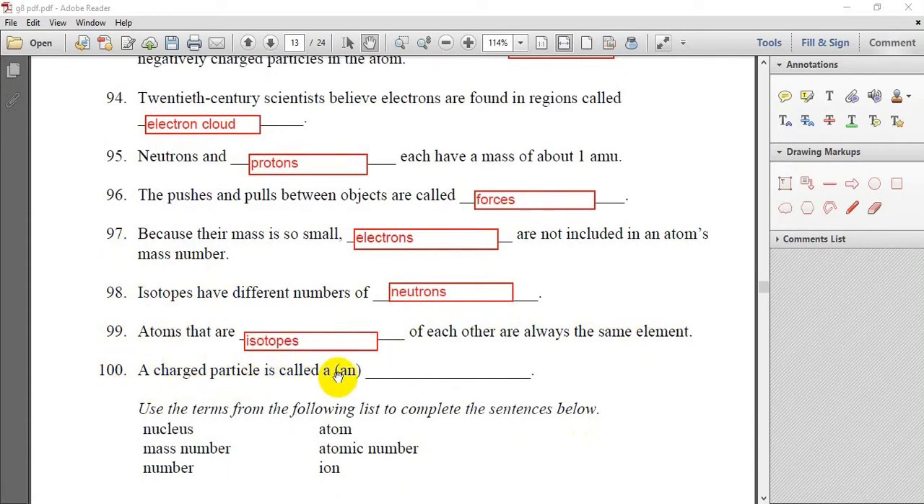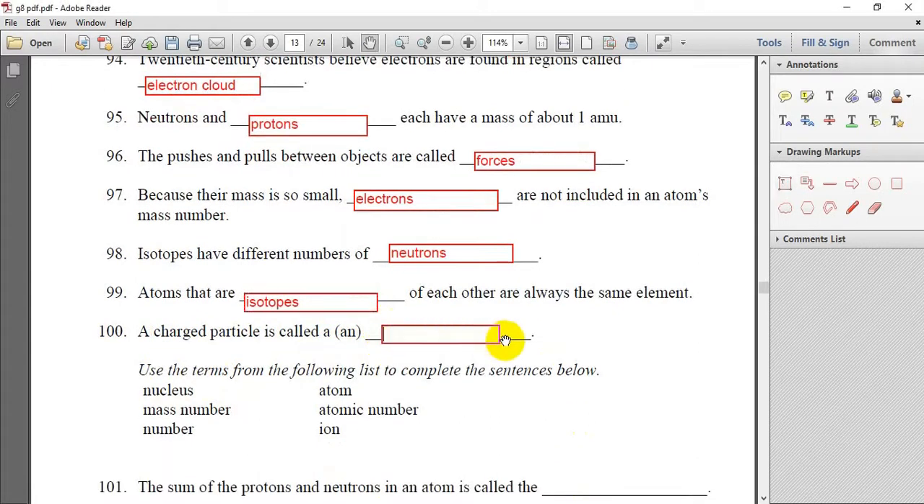Question 100: a charged particle is called an ion. When the atom loses or gains electrons, it changes to a positively or negatively charged atom, and we call it an ion. In normal cases, if they have less than 4 electrons in the outer shell, they lose electrons, and if they have more than 4 electrons in the outer shell, they gain electrons. In both cases, they change their charge: the atom becomes negative in case of gaining or positive in case of losing, and in both ways we call them ions.